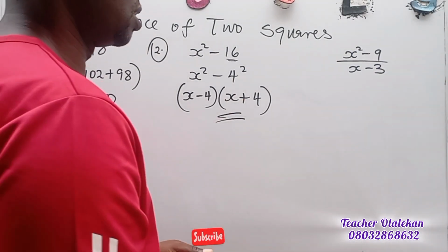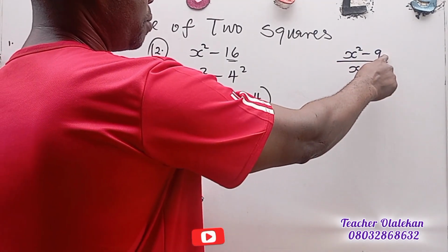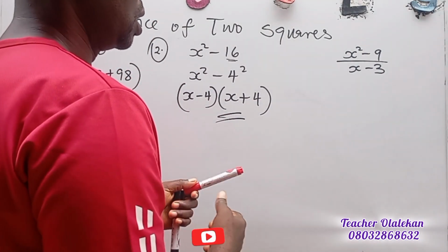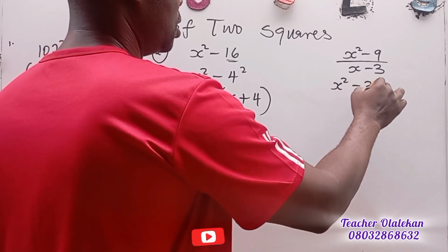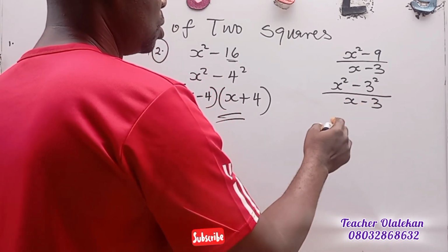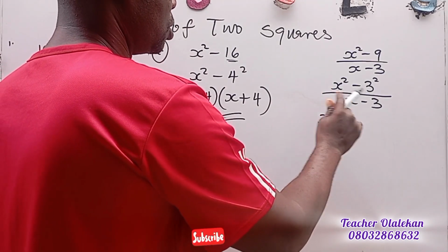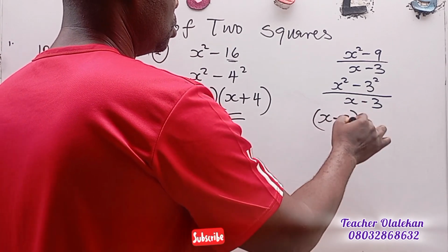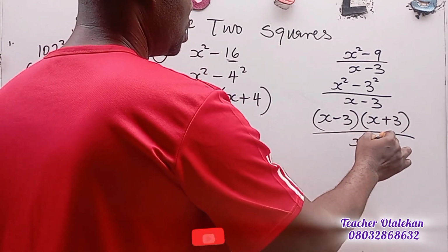And for this one, let's try to solve it using difference of two squares. As you can see, using the same approach, we express our 9 as 3 to the power of 2. So that gives us x squared minus 3 squared, divided by x minus 3, right? So the next line, we apply difference of two squares on this. That becomes x minus 3 multiplied by x plus 3 in another bracket, divided by x minus 3.